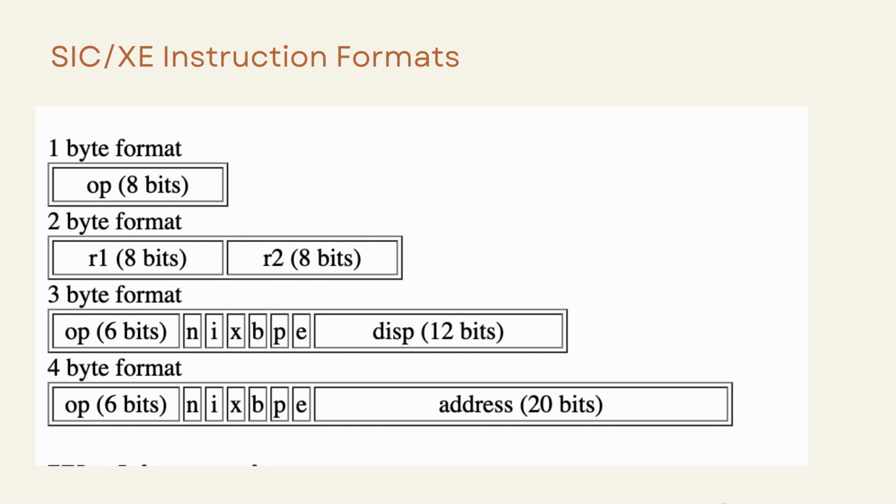In SIC programs, we have 4 types of instructions: type 1, type 2, type 3 and type 4. Whenever we have a type 1 instruction, it has a size of 1 byte. Similarly, type 2 has 2 bytes, type 3 has 3 bytes, and finally, type 4 has 4 bytes.